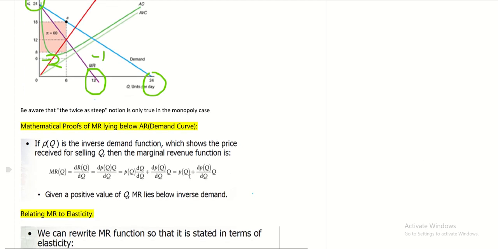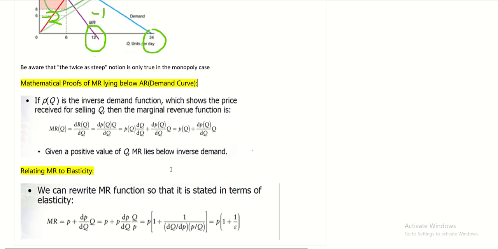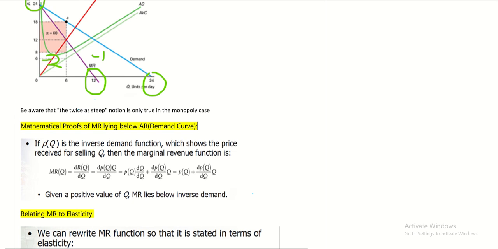So just to provide you with more intuition about the relationship between marginal revenue and average revenue, I would like to give you a mathematical proof of the relationship between the marginal revenue and the demand curve. So let's dive into this. The marginal revenue, as I have explained above, is essentially the derivative of the total revenue. So here's the total revenue. Taking the derivative of that in terms of the quantity.